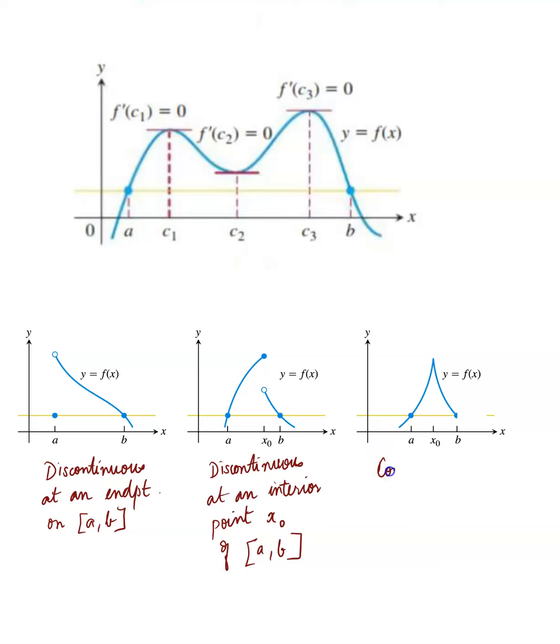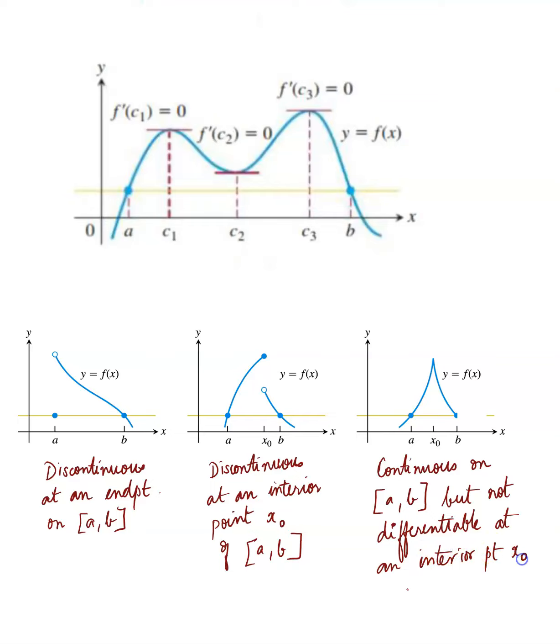So I'll say continuous on AB, but not differentiable at an interior point. In this case, the point is x naught. So this is just to help us understand that whenever we say theorem, as I mentioned before, we want to always consider the premise first. If the premise is satisfied, then the theorem's guarantee will work. Okay.